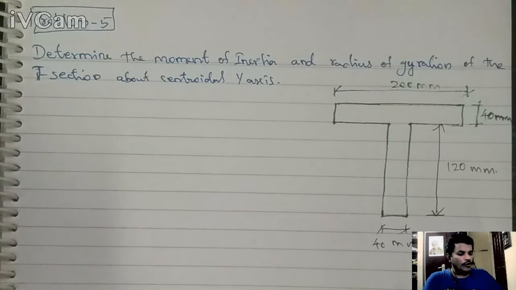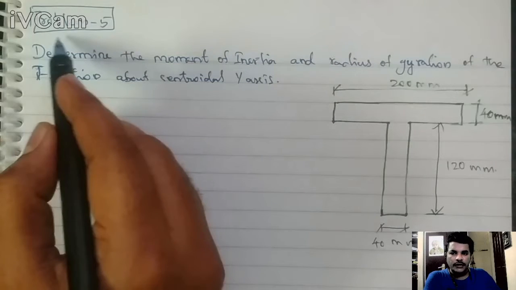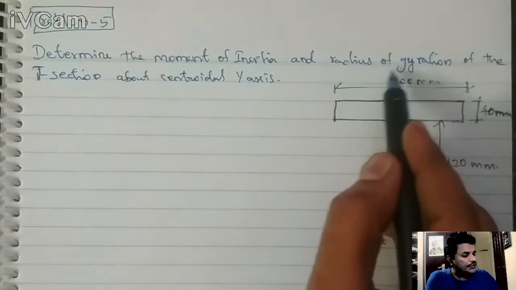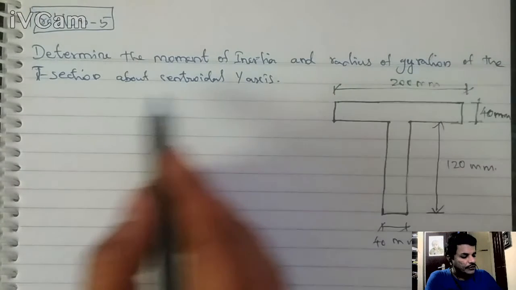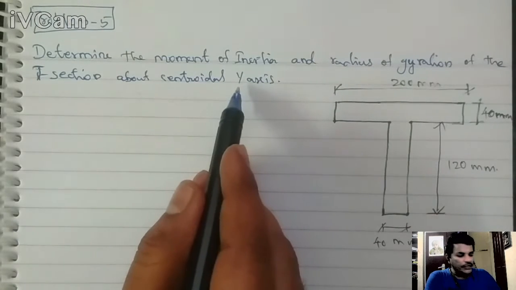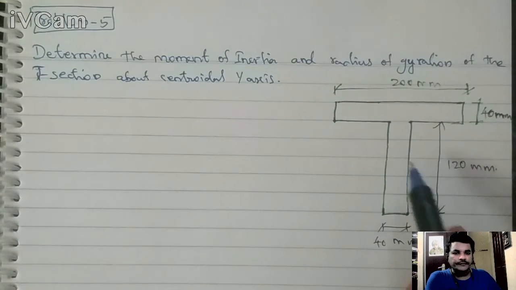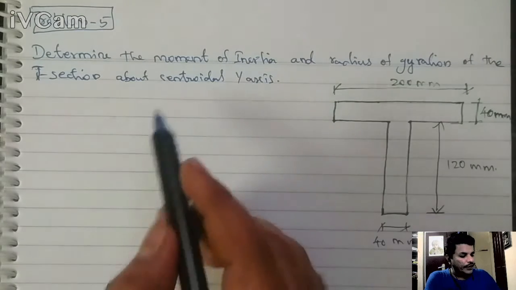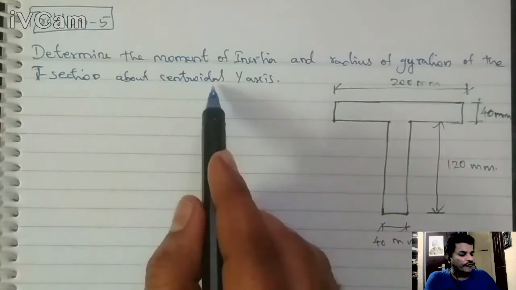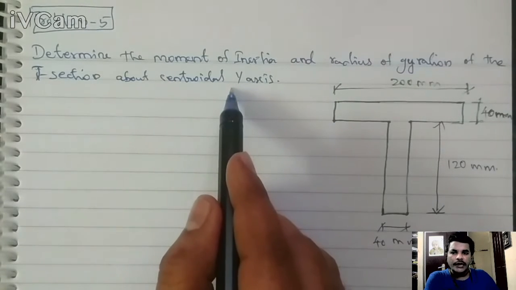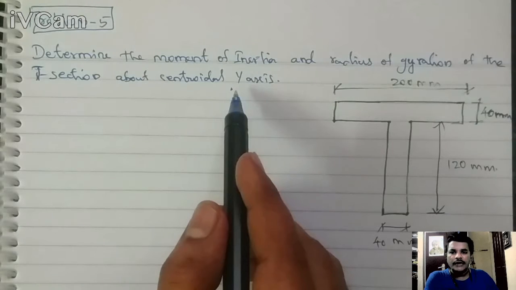So this is problem number 5. Determine the moment of inertia and the radius of gyration of the T section about the centroidal y-axis. In this problem, the T section drawing is given with the dimensions. The required data is the moment of inertia about the y-axis only, but anyhow, I will calculate both the x-axis and y-axis.